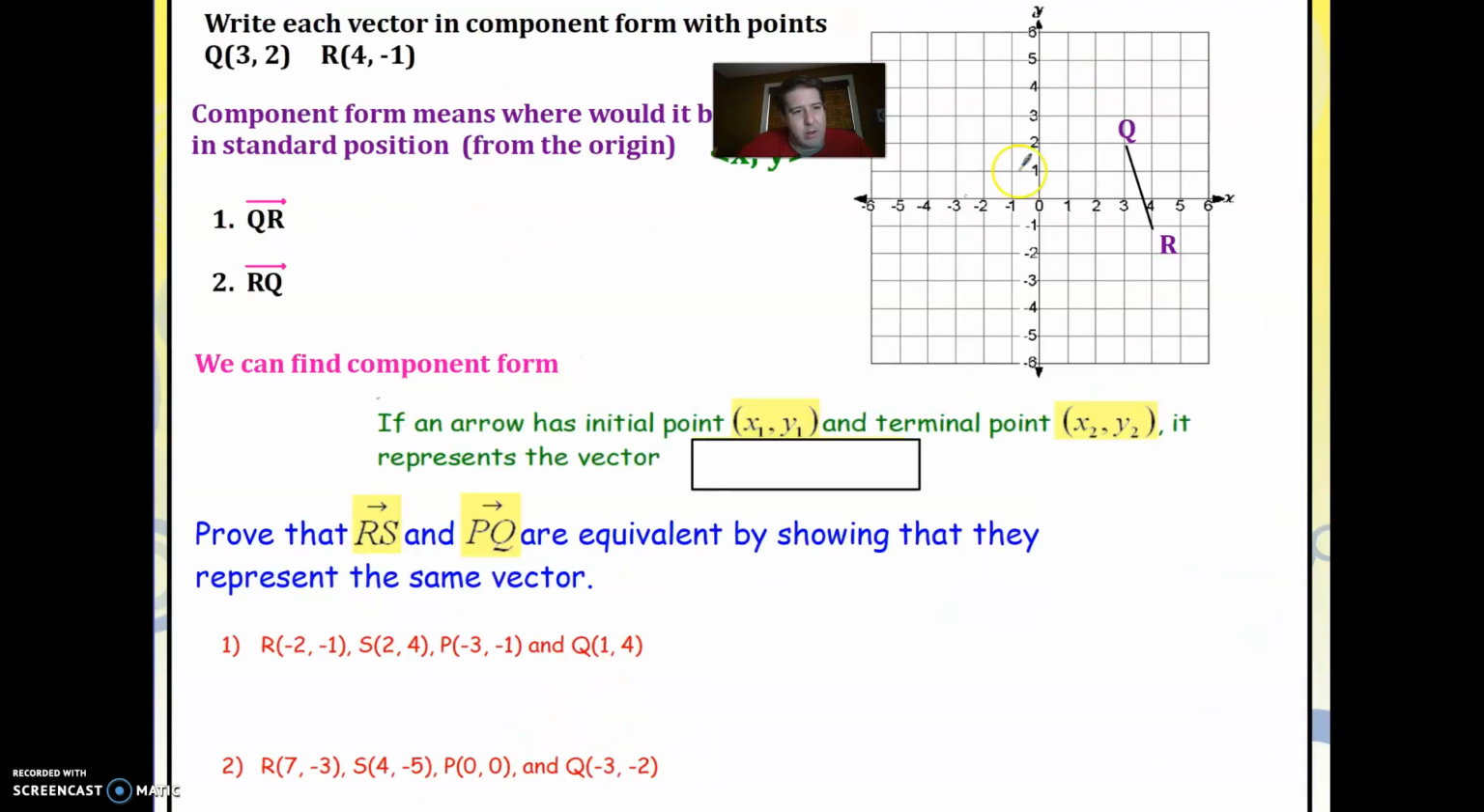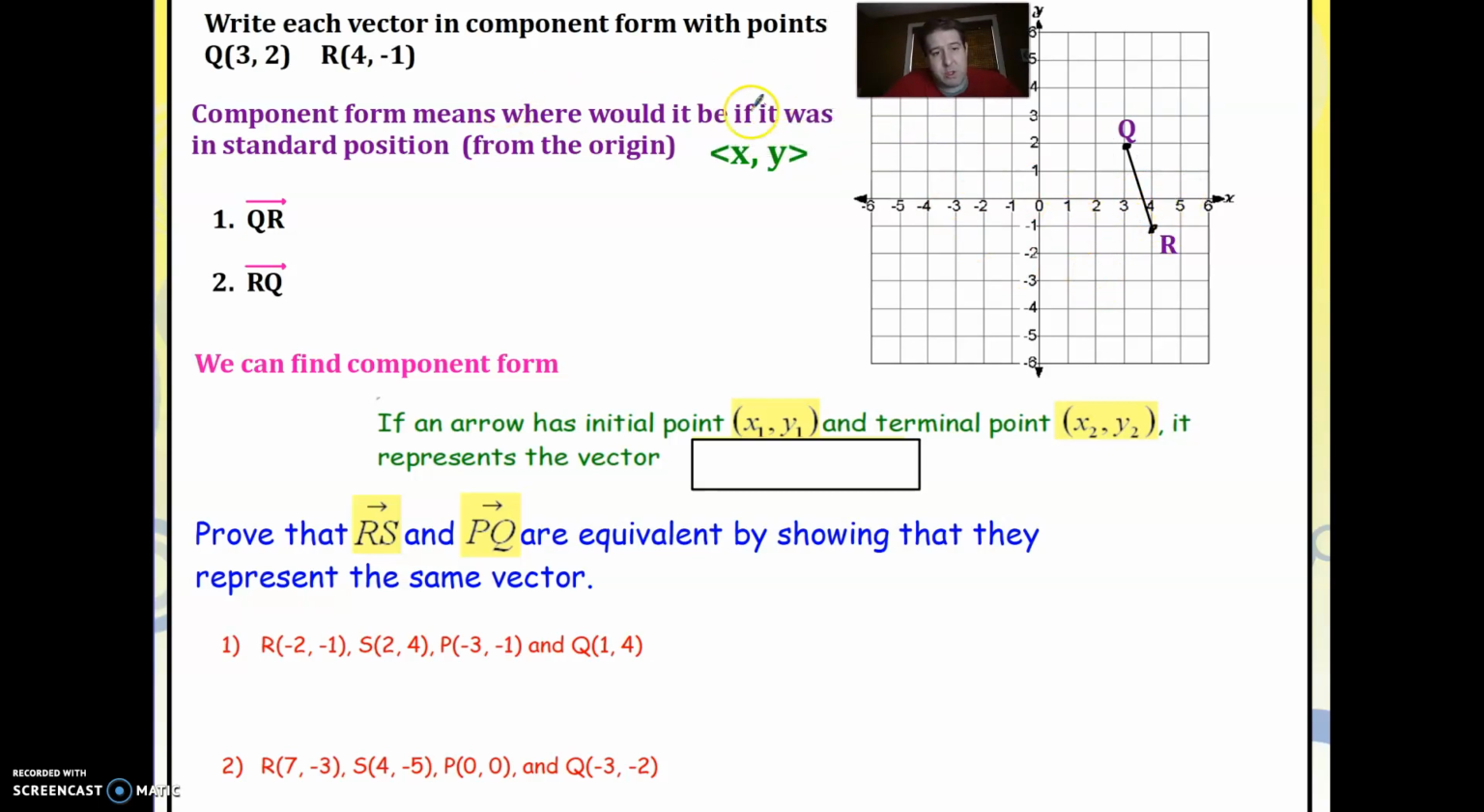Okay, so write each vector in component form with these points. So 3, 2 is right here, and 4, negative 1 is right here. Component form means where it should be in standard position, so <x, y>. If I took this and moved it to standard position, that's basically what it would be. Now, in this case, Q to R, if I'm going to go from here to here, I'm going to go right 1, and I'm going to go down 1, 2, 3.